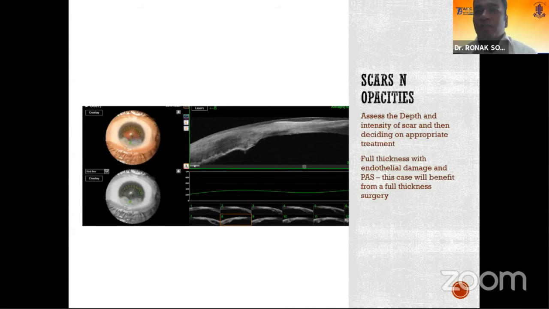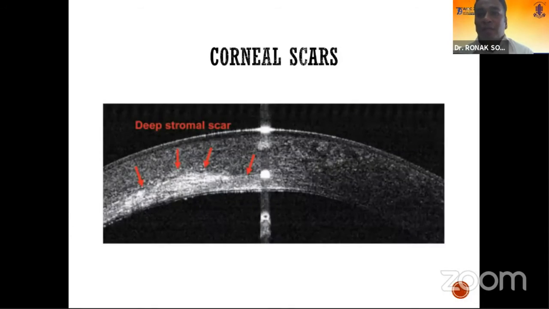Coming to scars and opacity, for example, in this case, if you could see, there is a full thickness scar and then involvement of the endothelium also. So it's better to plan a penetrating graft than a endothelial keratoplasty or something like that. Depth of the stromal scar also helps in assessment.